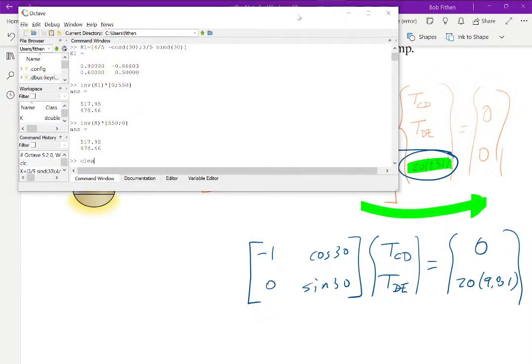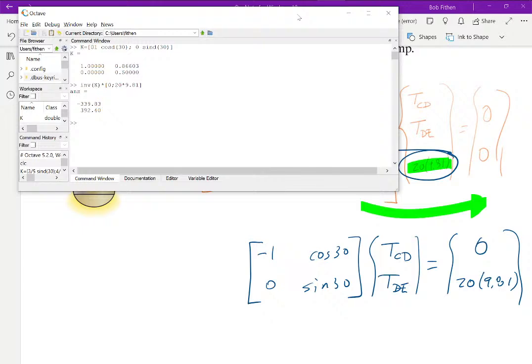So now I want to clear everything out, CLC, and then make the K matrix equal to minus 1 cosine degree of 30. Then the next row is 0 sine degree of 30. That gives you your matrix. You take the inverse of your K, multiply it times a matrix which has 0 on the first one and 20 times 9.81 on the second one. And this is your tensions in newtons. And already I've got a problem.